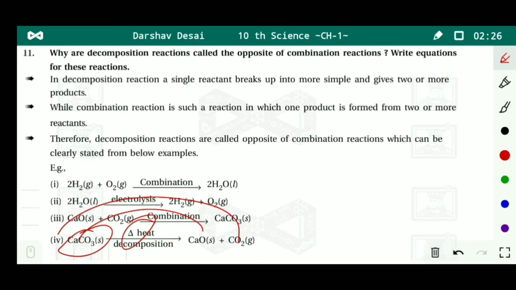Means one reactant gives two substances. It is called decomposition. And two reactants give one product. It is called a combination reaction. So these are very easy and very useful reactions.